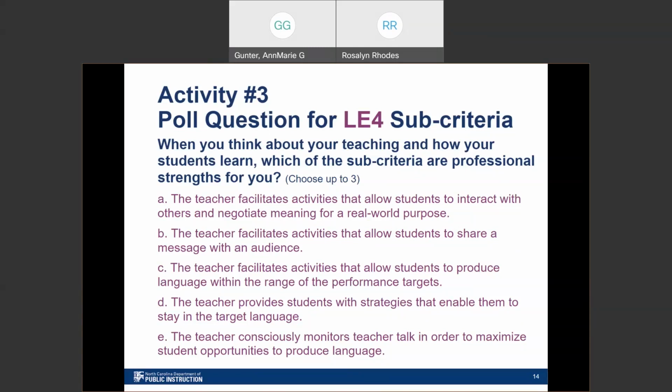A little over a third said that D was a professional strength where you're providing strategies to students to stay in the target language. And about a fifth of you, 21%, said you have E as a professional strength where you consciously monitor your teacher talk so that you maximize student opportunities for language. All right, great. Well, thank you for sharing that. And we want to continue to think about our professional strengths in relation to the LE4 subcriteria as we move on to the next part.